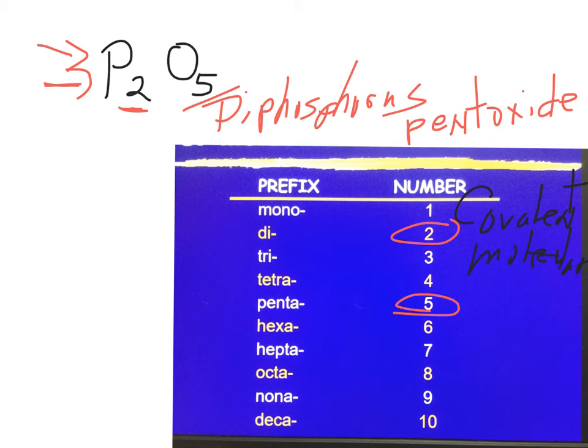But I thought you said you can only use the prefix on the first one, but only if it's a non-metal. You can only use prefixes when your first one is a non-metal. That's what I said. Okay, we all good? Don't get ahead because I'm still doing instruction. Please do not get ahead right now.